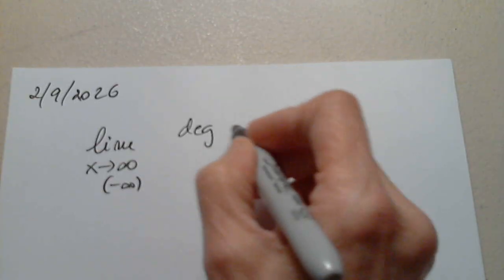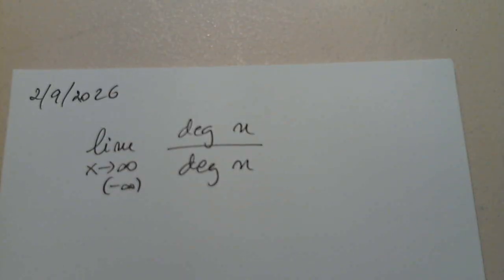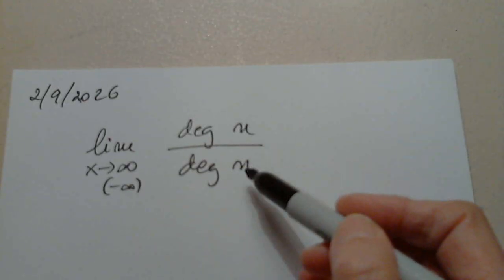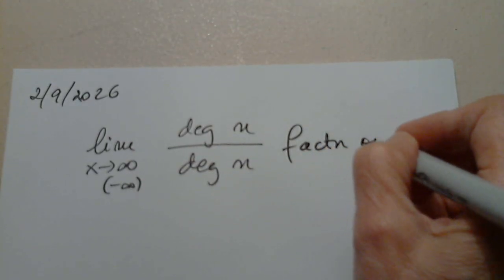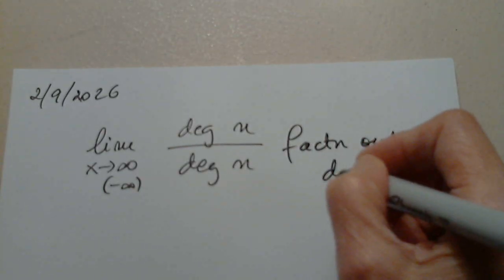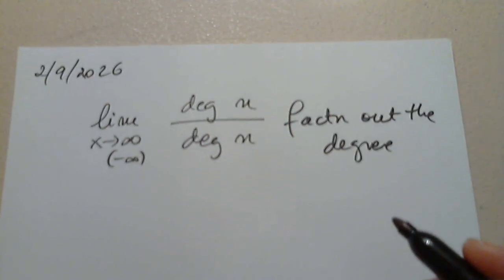Okay, so if I have the limit as x approaches infinity or negative infinity, and I have, let's say, degree n over degree n, meaning the same degree, 2 over 2, 3 over 3, 4 over 4, but the same degree, I have to factor out the degree from both, of course, and simplify it.